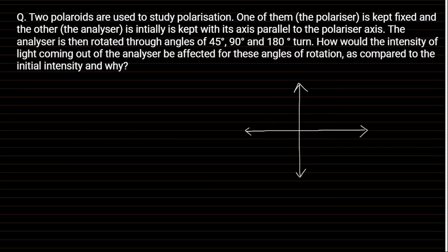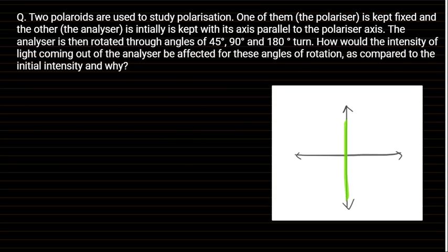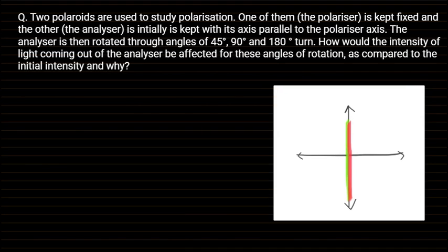Now consider this one as the axis of polarizer. This green line represents your polarizer axis and the red line represents your analyzer axis. Initially they are kept parallel to each other. If they are kept parallel to each other, that means the angle between them is 0 degree.